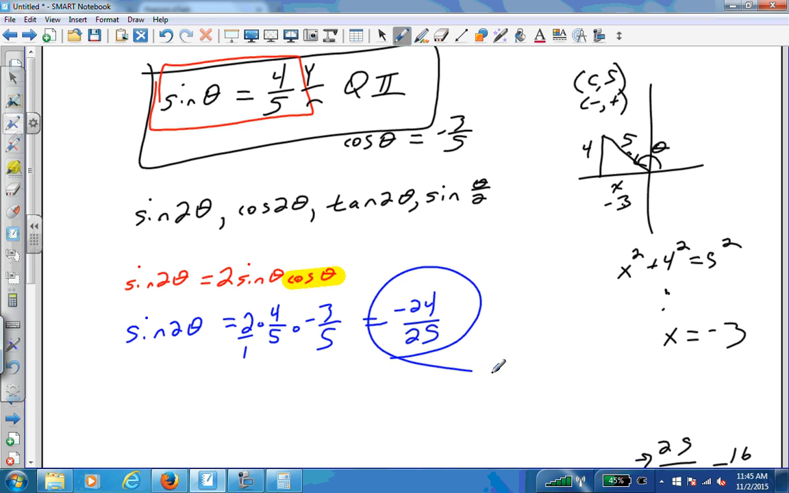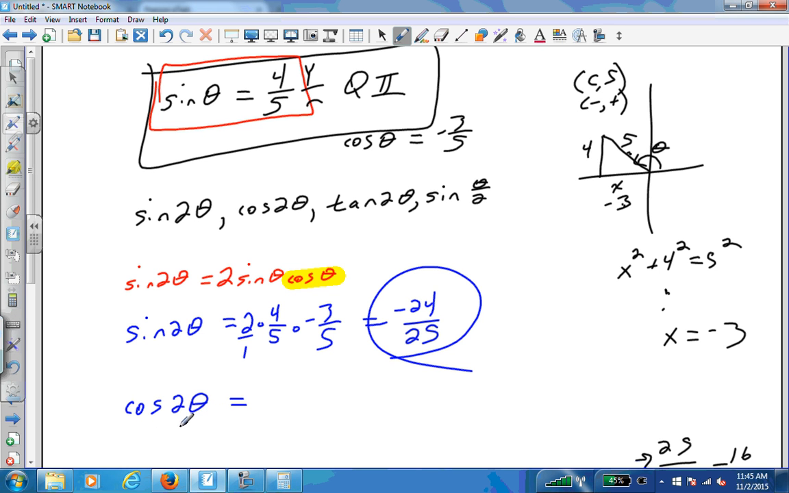So sine of our angle is 4/5. Sine of twice that angle is negative 24/25. Now we want cosine of twice that angle. We have a variety of identities we can use.